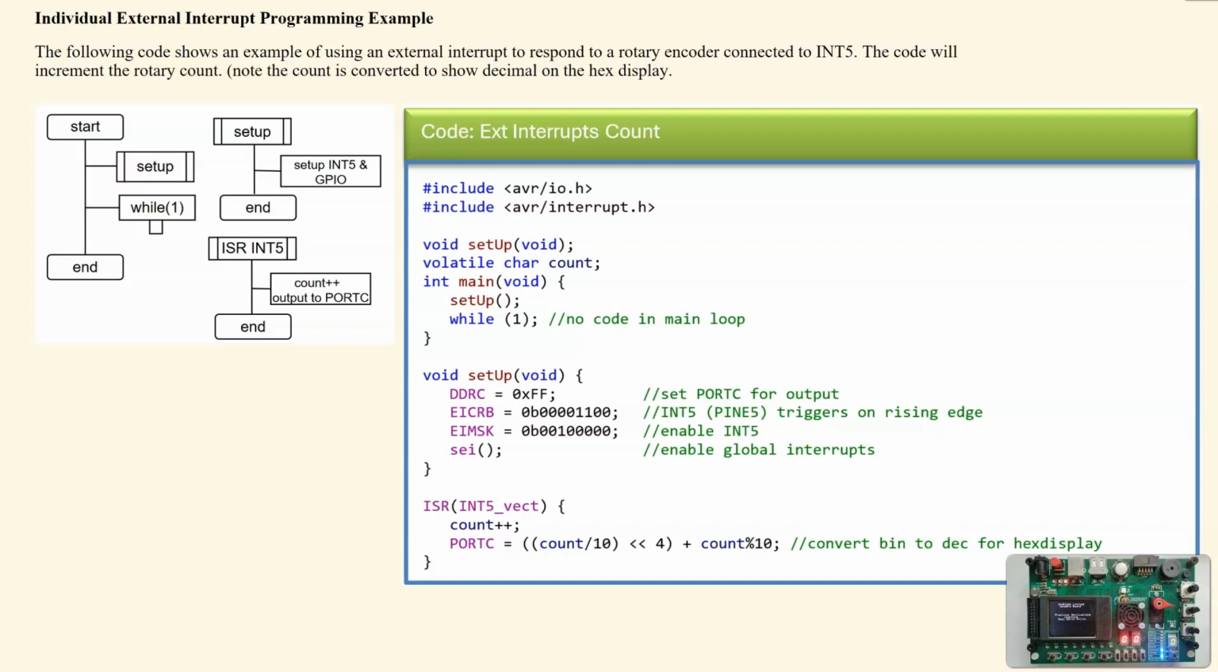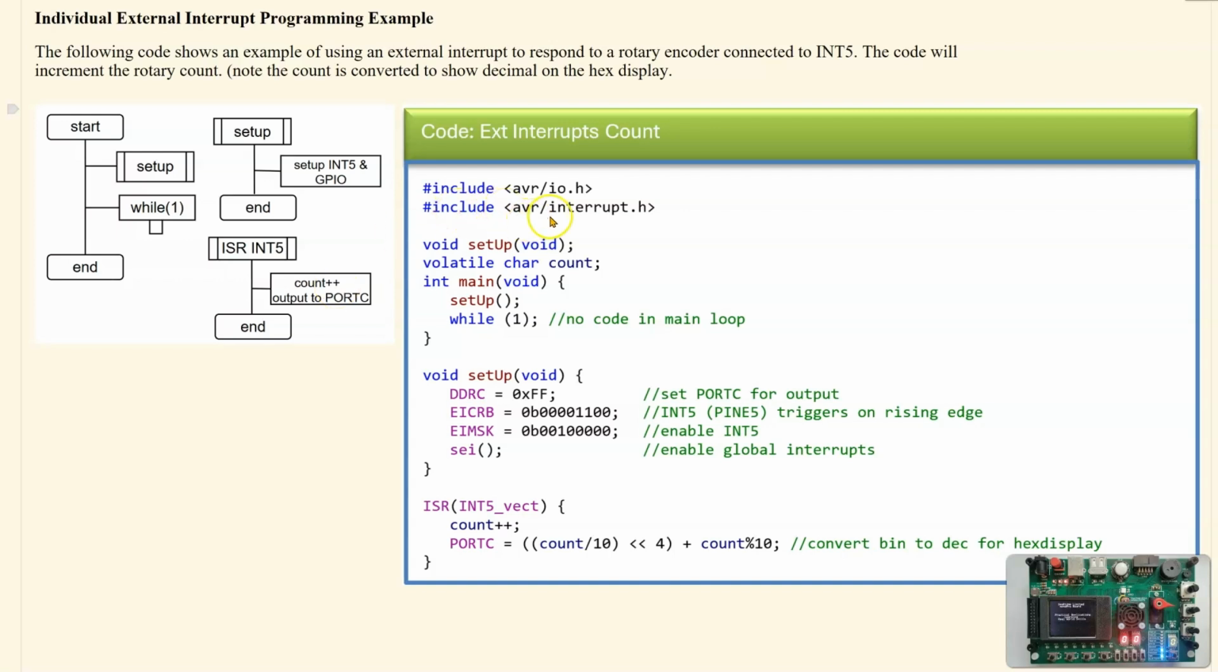So now looking at a coding example for the individual interrupt pins, we have our interrupt 5 connected to the rotary encoder shown here on the MegaPro board. So when we move the encoder, we want to cause an interrupt, and that will increment a count and output it to port C. So here's the code here.